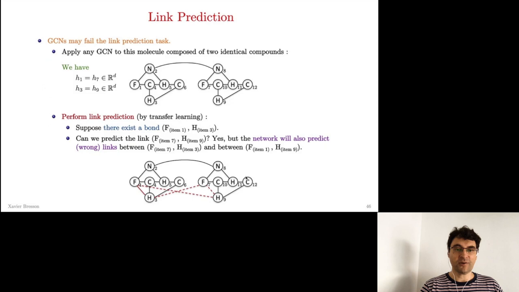So when you want to perform link prediction, let's say, for example, there exists a bond between these two atoms, and you want, of course, to predict a bond between two atoms as well. So you will be able to do that. But at the same time, you will also predict wrong links between this atom and this atom here, because they have the same representation, and also between this atom and this atom here. So again, you have some symmetry that you want to break.